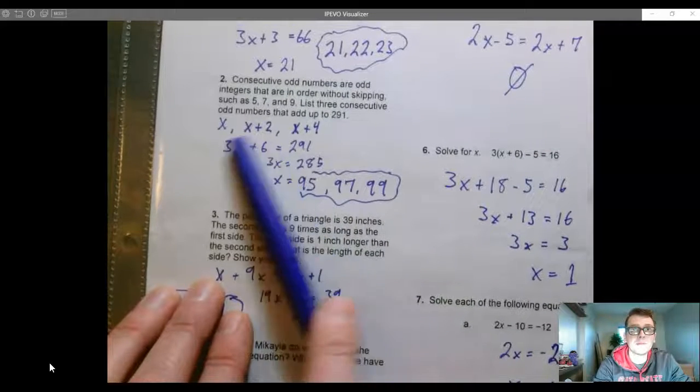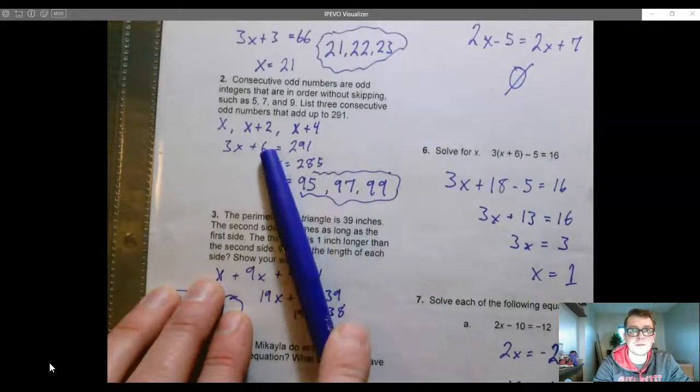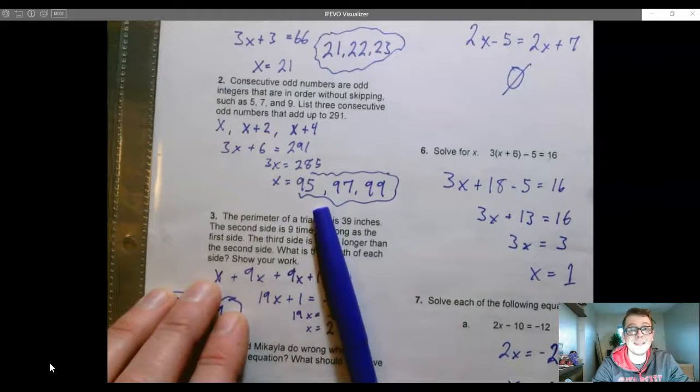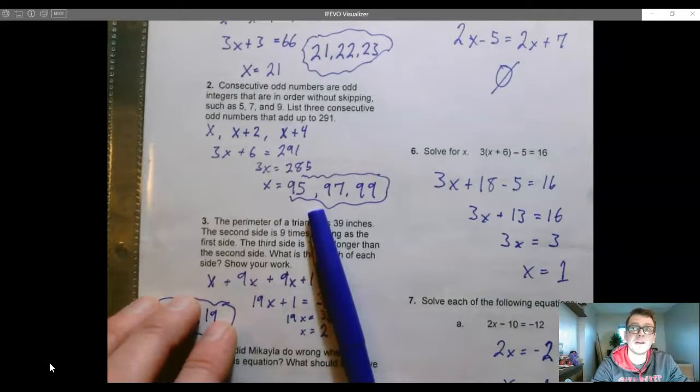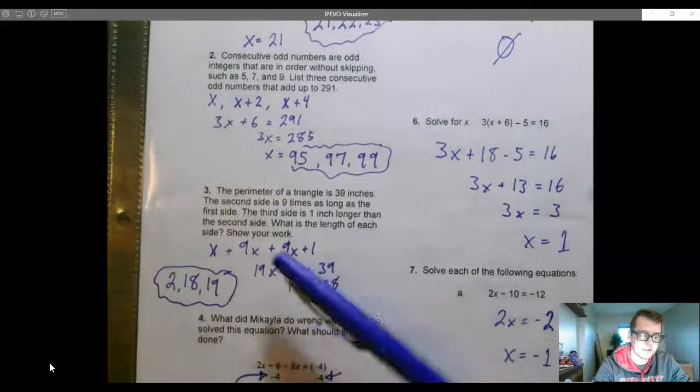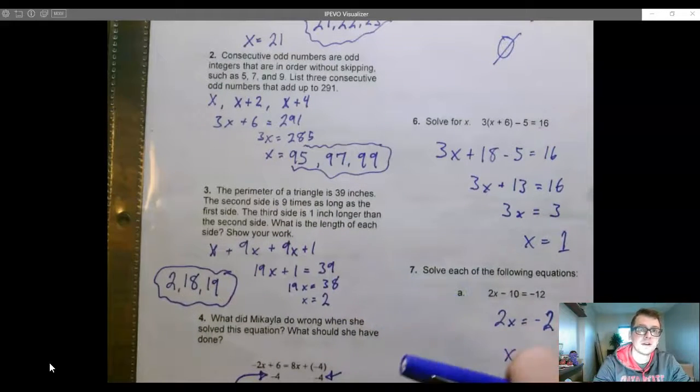Same thing with our odd numbers, except then we have the plus 2 and the plus 4, so we actually have 3x plus 6. We solve out that math. Again, if you need to see that or need help with it, please come to Math Lab and actually get some help from me. I'm not walking through every single step in this test or in this video.